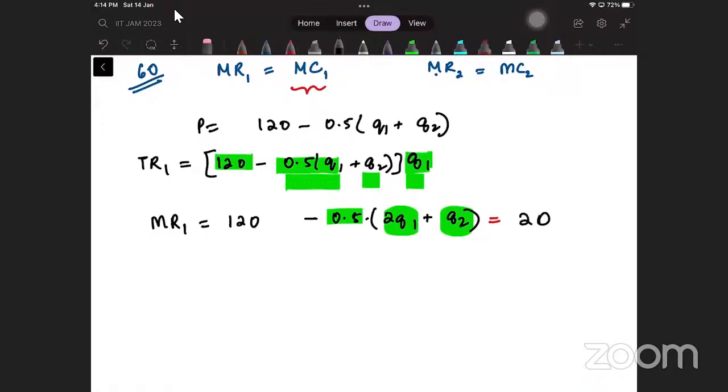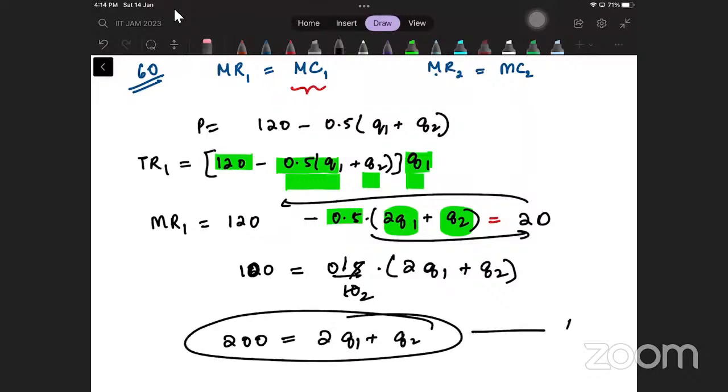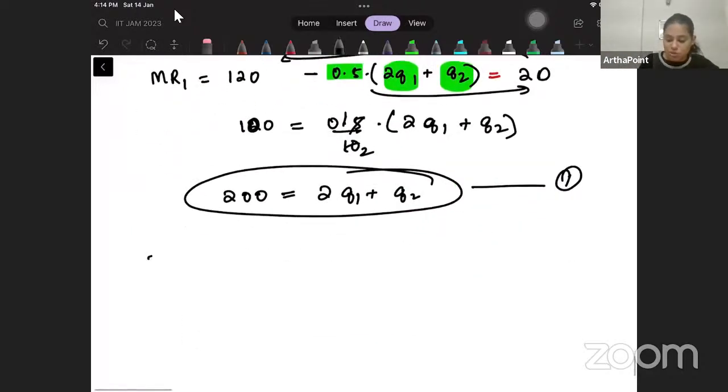So when you solve this, you will get 120 equal to 0.5 into 2Q1 plus Q... 100, sorry. This will go here and this will go here. So you will get 200 is equal to 2Q1 plus Q. This can be your equation 1. Now solve for the other equation, equation number 2.